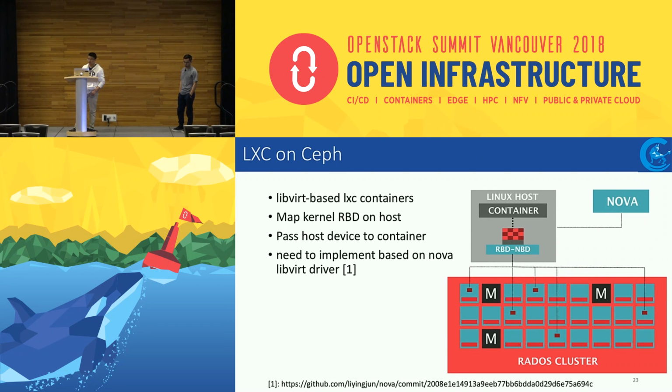In order to boot the container fast and efficiently, we implement an RBD-NBD driver for Nova. First, map the kernel RBD on the host, then pass the host device to the container. This solution is straightforward. The implementation is pushed to GitHub. If you are interested, refer to the link below.